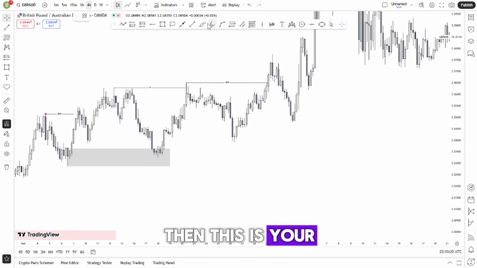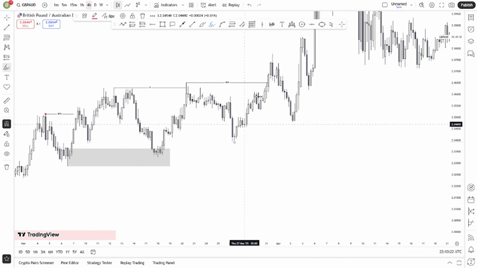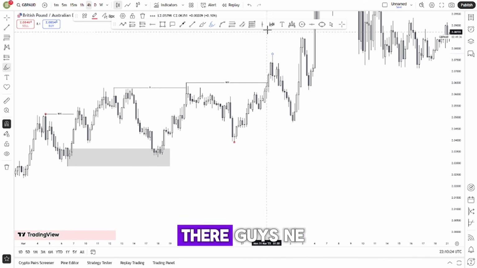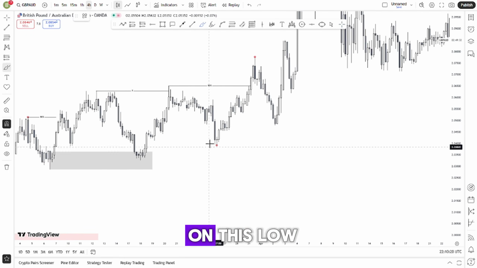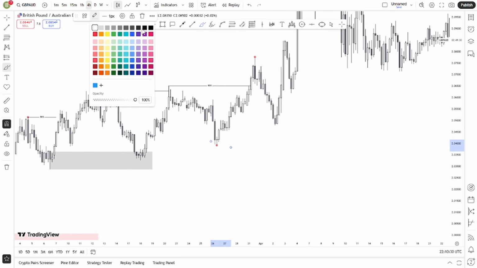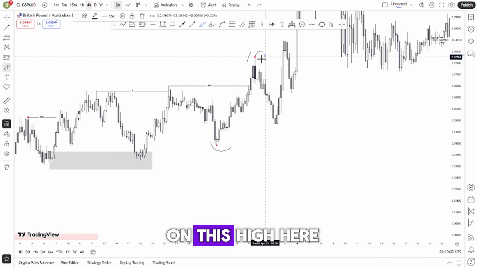Then this is your new swing low. Then this is your new swing high right there, guys. So the previous structures do not matter. You're just focusing on this low here and then focusing on this high here.